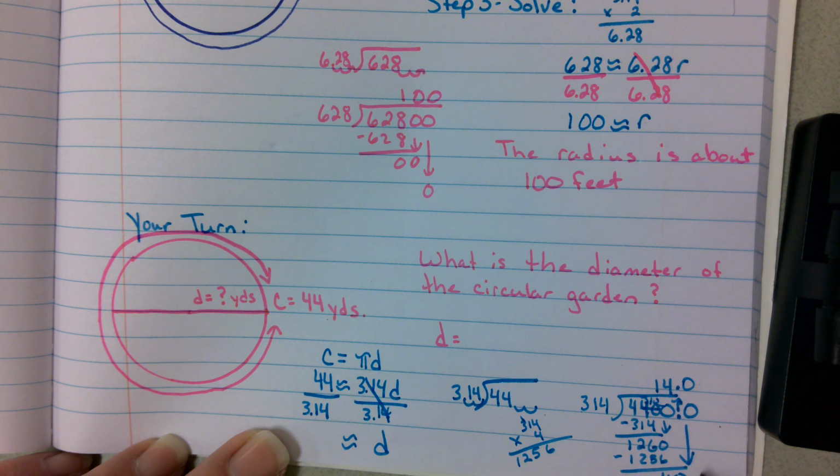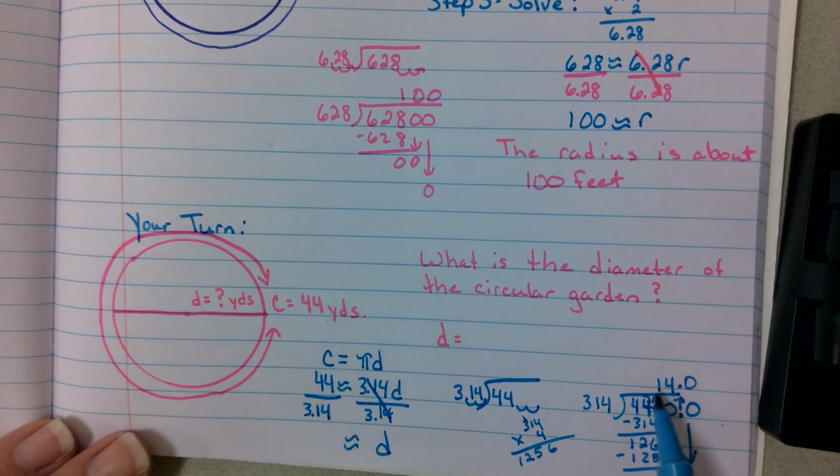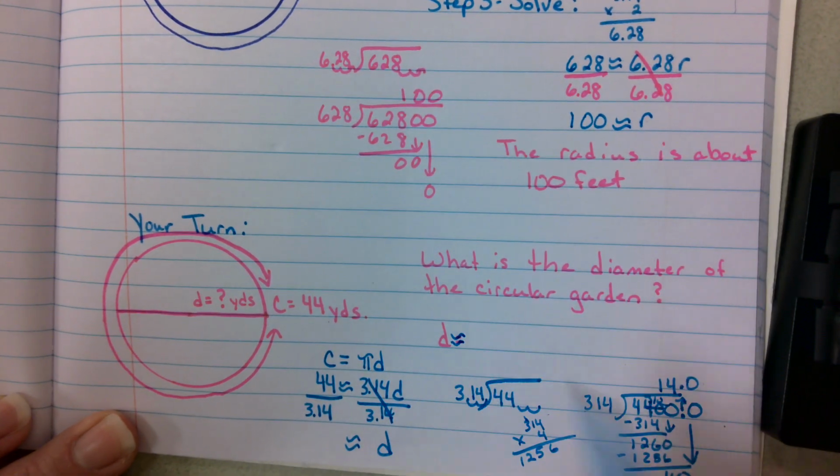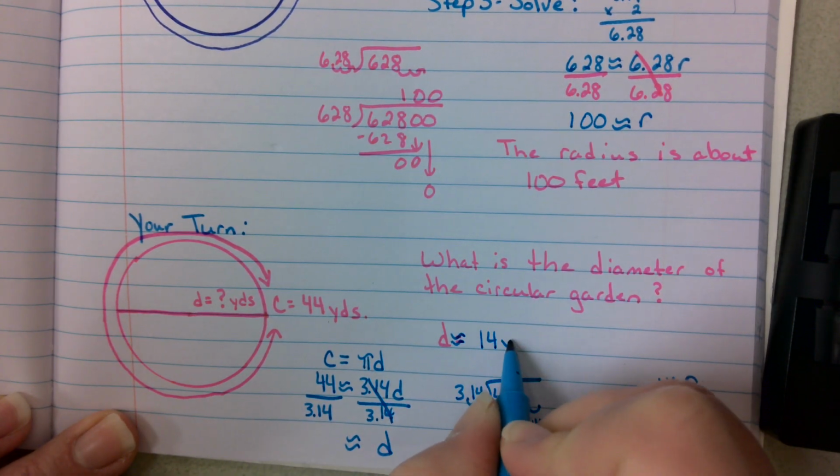And this is going to keep going, but I'm only going to round to the ones place. So my diameter is approximately 14 yards.